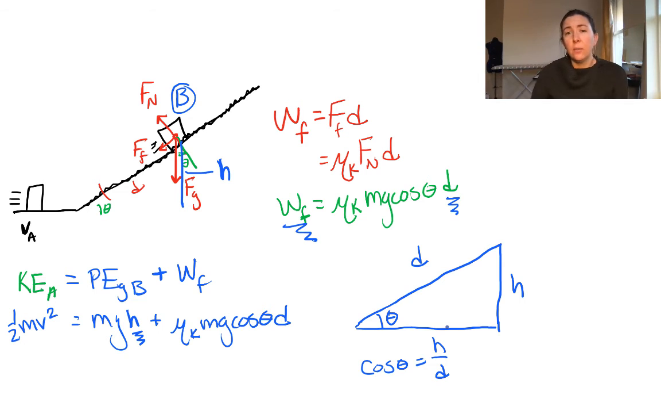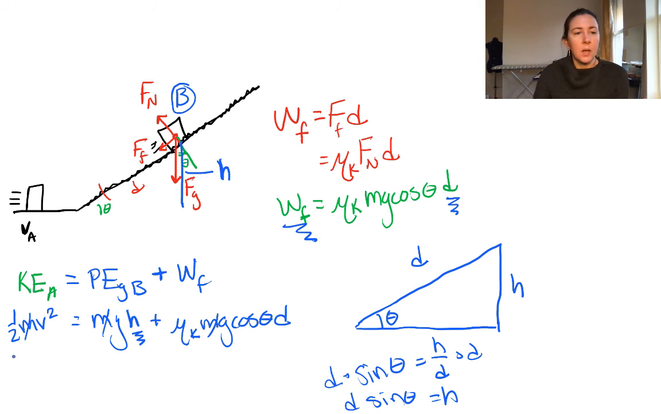Okay, so I've redrawn my ramp here with my distance that the block will travel up the ramp and the height of the ramp. So the sine of theta will be the opposite over the hypotenuse. So I multiply both sides by d. So the height of the ramp will just be d sine theta. So I can plug that in right here. I cancel out my masses.